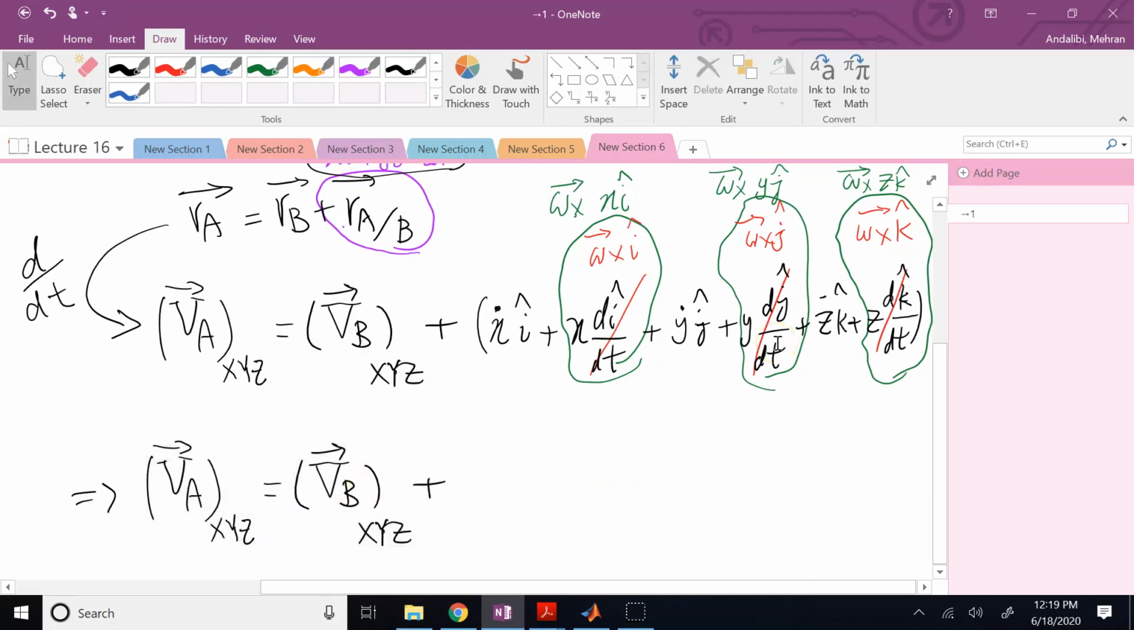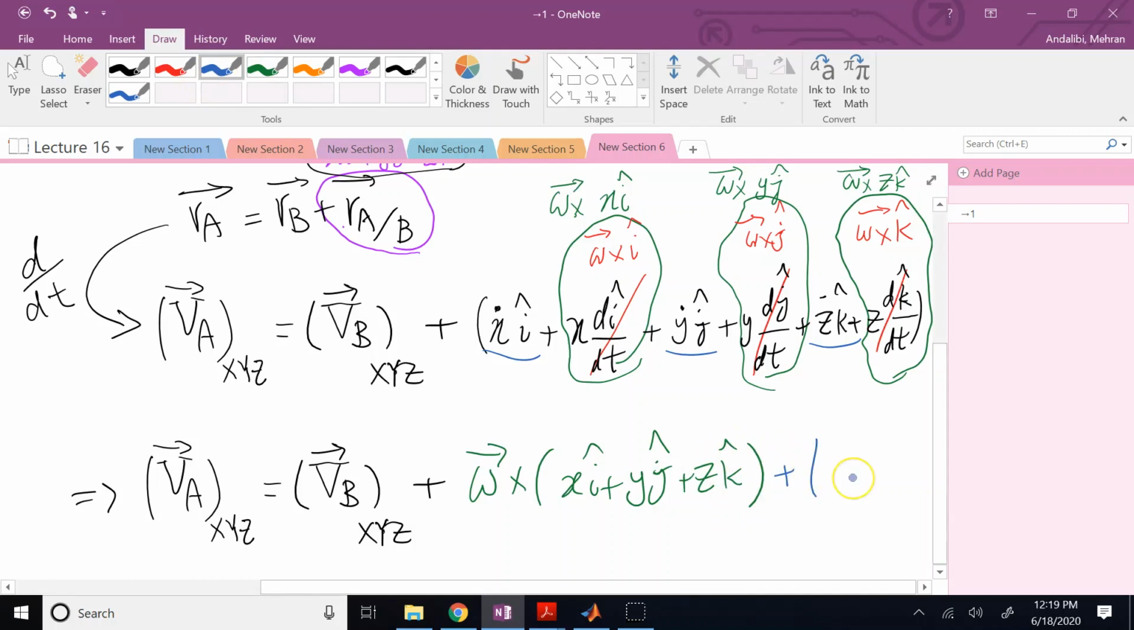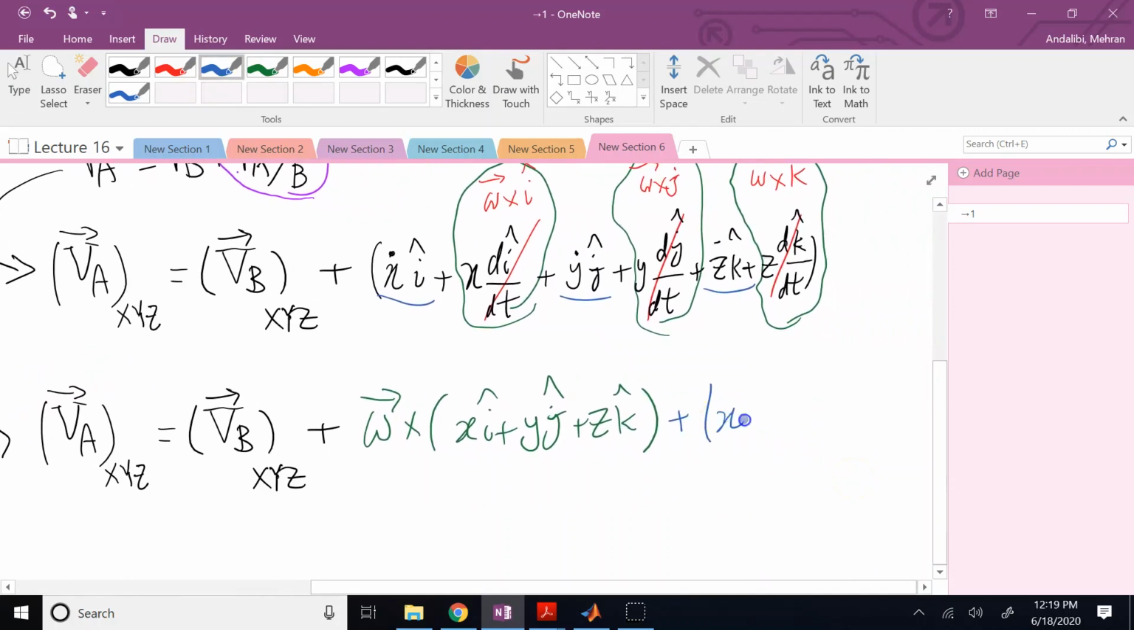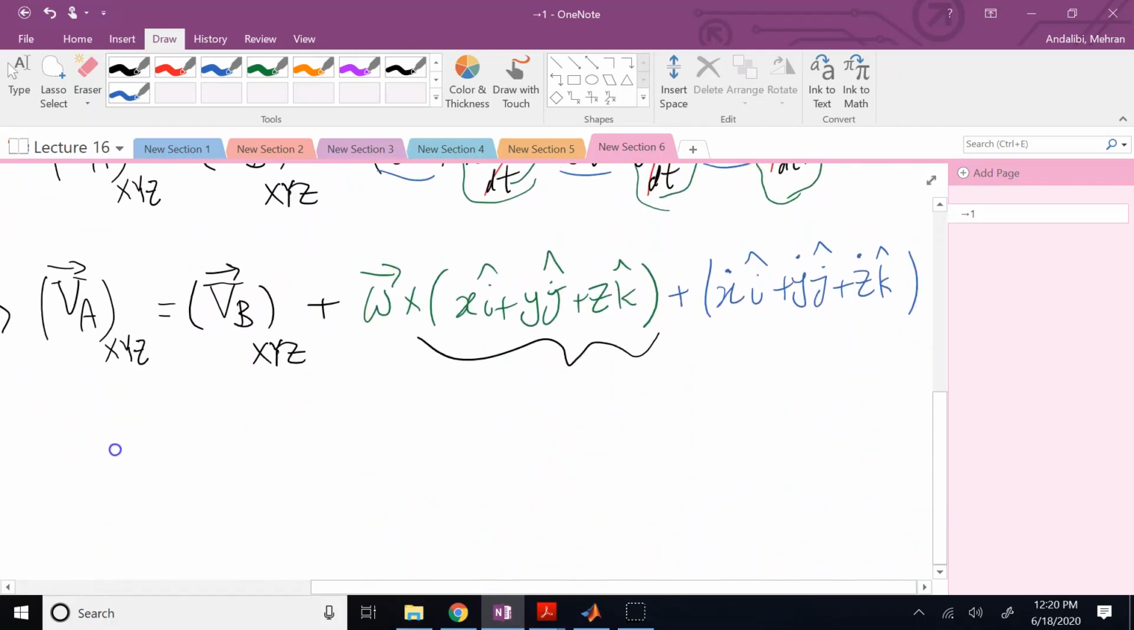V of A in the inertial frame is V of B in the inertial frame plus, as I said, these blue terms I factor separately, and then the green terms factor separately. The green terms all have omega in them, so I can factor omega out of that. So there's going to be x times i plus y times j plus z times k. And then the blue terms will be plus x dot i, y dot j, and z dot k. Yes? Now, what is this guy here? Yes, if we go back, that is R of A with respect to B, so I write it for you.